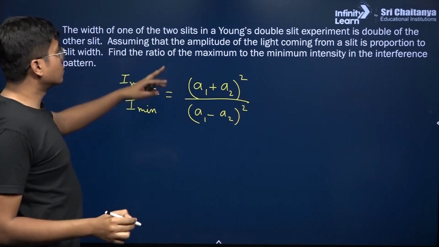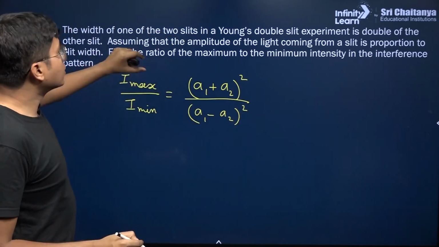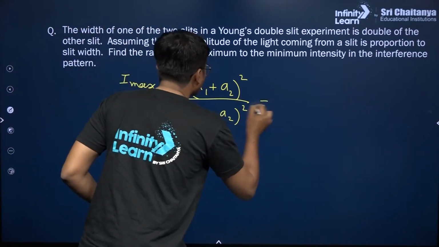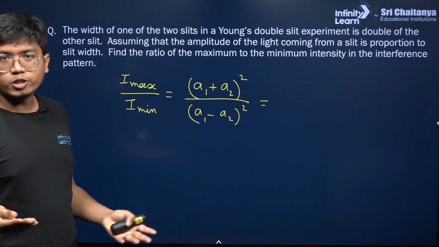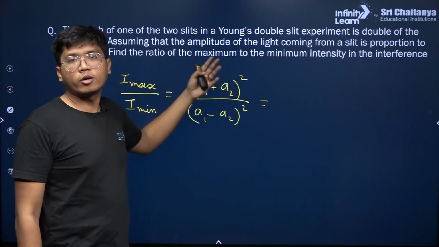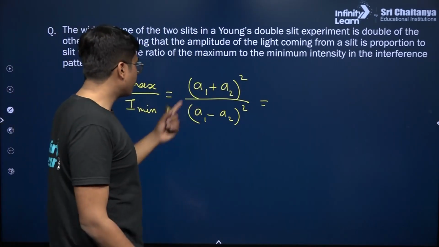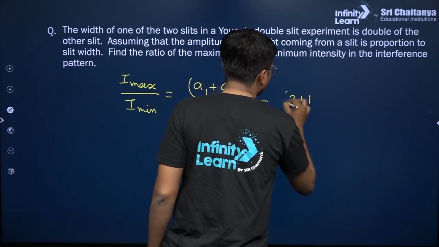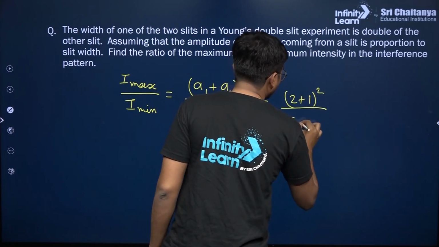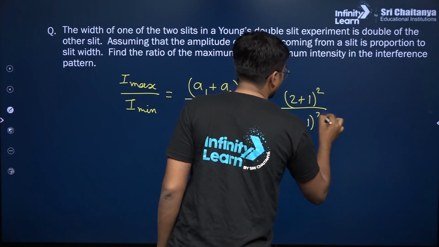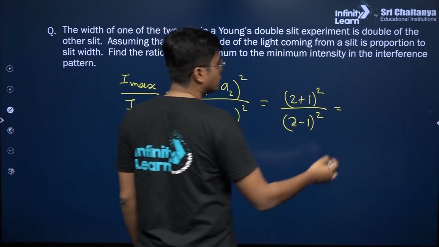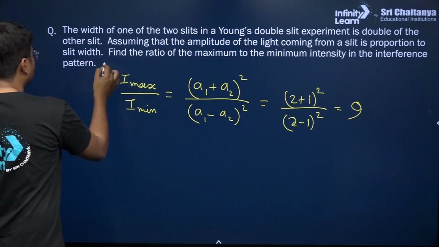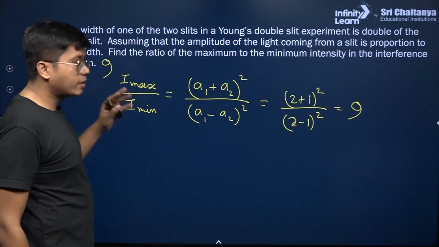Now since the first one has double the width, I can assume this to be 2 and this to be 1. There would be a proportionality constant, but as you can see from the numerator and denominator they would cancel out, so it doesn't really make a difference. I can treat A1 as 2 and this as 1. So you have (2 plus 1) whole square divided by (2 minus 1) whole square, that is 3 square by 1, that is 9. So the correct option, next one, is 9. I max by I min is just 9.